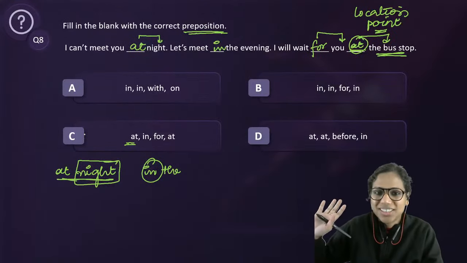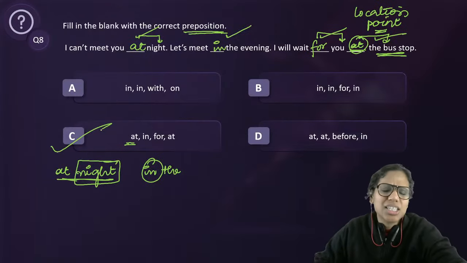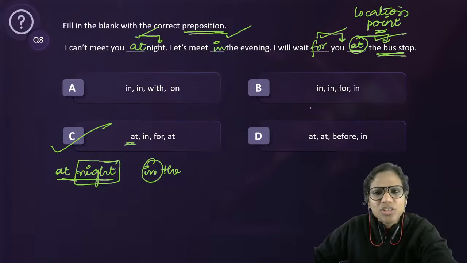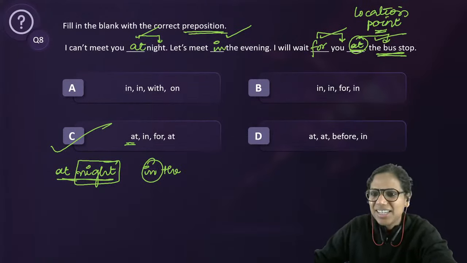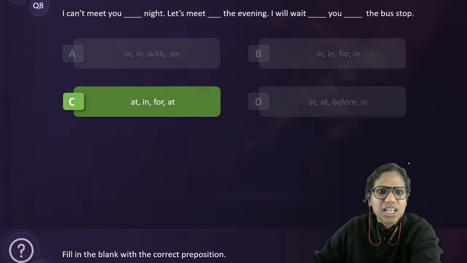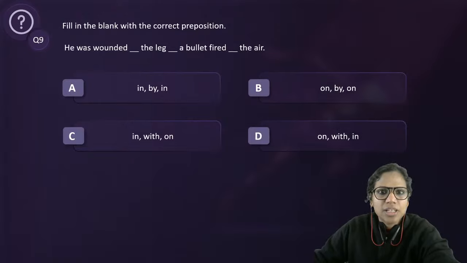I hope this is clear now, right? At night, in the evening, for you, at the bus stop. So C is clearly the answer. Actually, you know, the options made this question pretty easy, right? Chalo. So C is the answer here. I think this is the last question on prepositions. Let's see what you say.